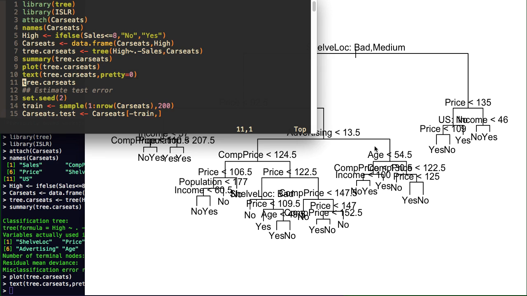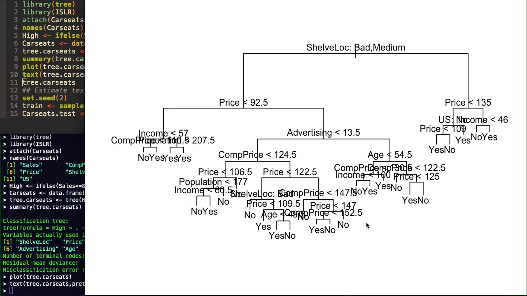Okay, now this same information that's in this tree, the root of the tree is split at shelf location. That's the first variable that splits us, and price is the second one. So that makes a lot of intuitive sense that shelf location and price would be the two most important variables.